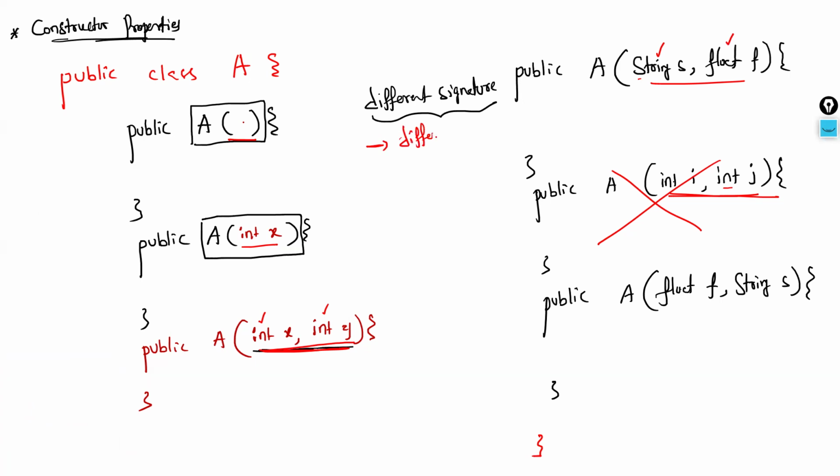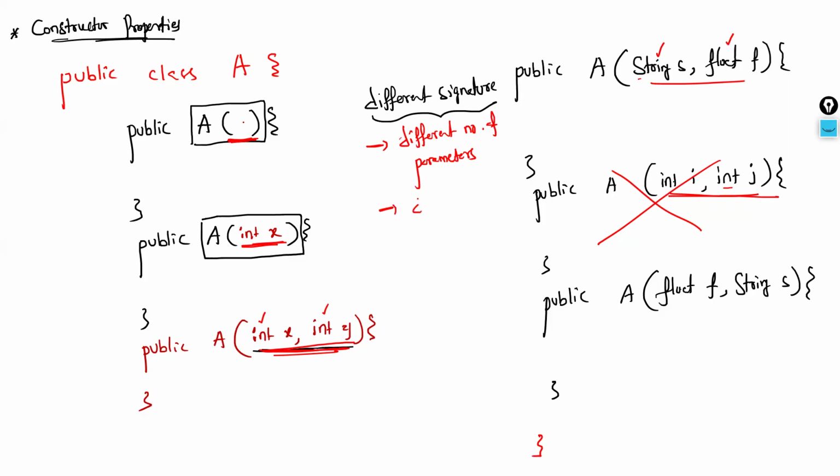different number of parameters. So here how many parameters? 0. And here 1. Here 2. Next we can have 3, 4, 5 like this. That all comes under different number of parameters.